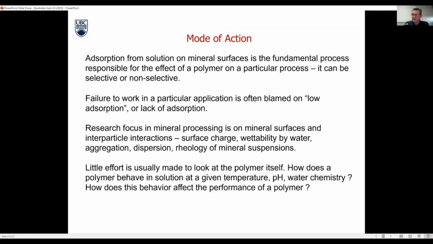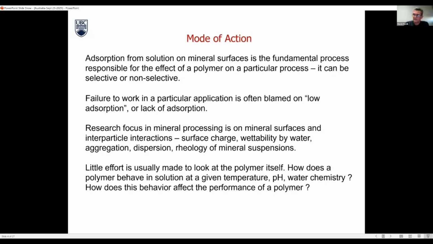So, mode of action: adsorption is certainly the fundamental process responsible for what the polymer does. Adsorption can be selective, it can be non-selective. From the dewatering of tailings perspective, we are dealing with non-selective adsorption. All components of the suspension should be flocculated by the adsorbing polymer, but often adsorption is blamed for poor performance, lack of performance, failure essentially in any of these applications. And typically the focus, particularly in mineral processing work, is on the surface properties of particles, things like surface charge, zeta potential, wettability, floatability, rheology of suspensions, and so on.